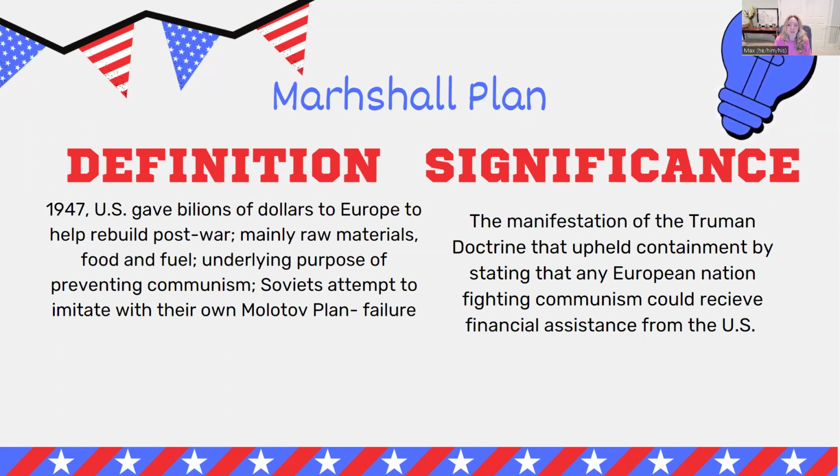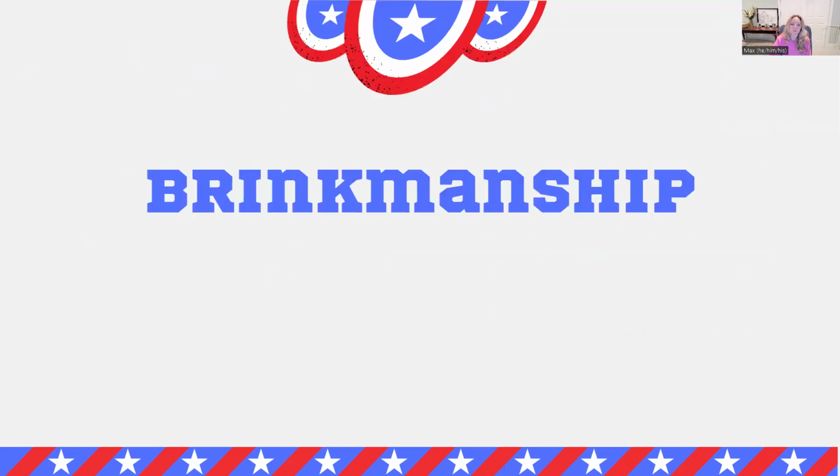This is the manifestation of the Truman Doctrine that upheld the containment policy, but this is using an economic way of going about it by saying that any European nation that's struggling against communism will be given money to help stabilize, because it worked with Greece and Turkey initially, and we're like, oh yeah, that worked, let's apply that to everywhere. And that's the Truman Doctrine and the Marshall Plan.